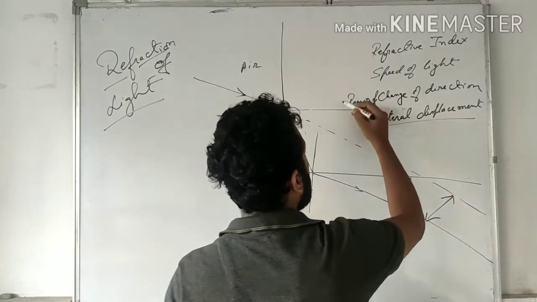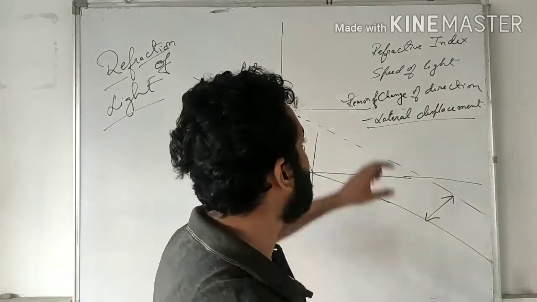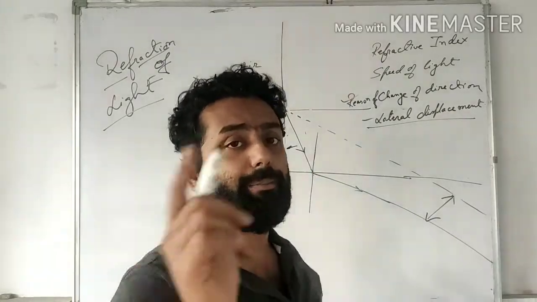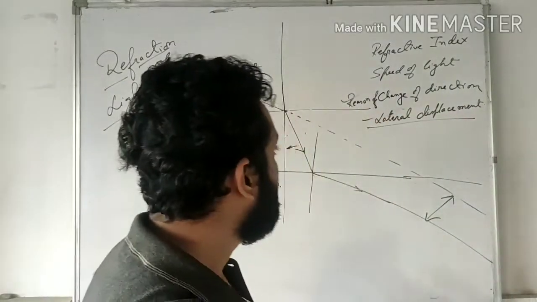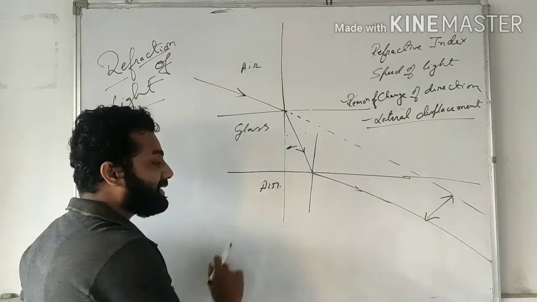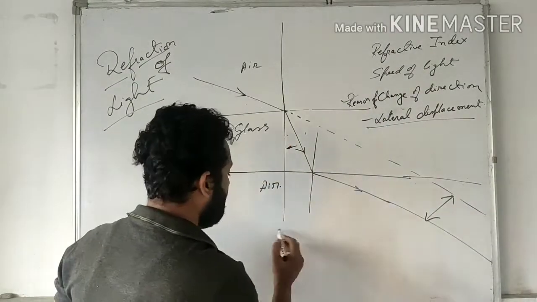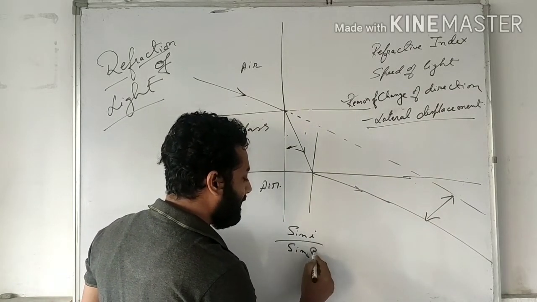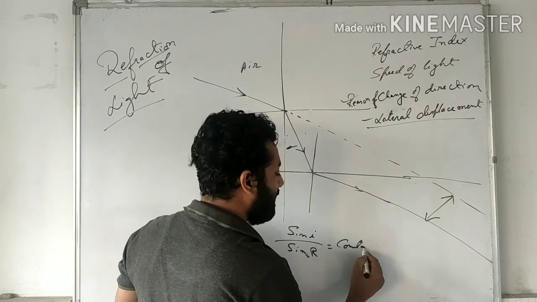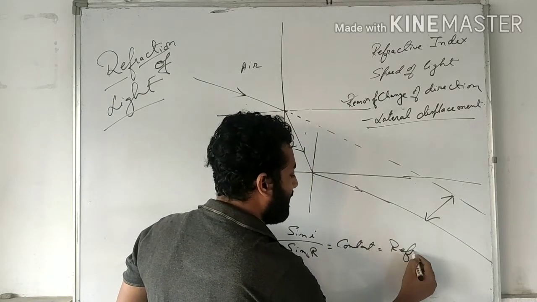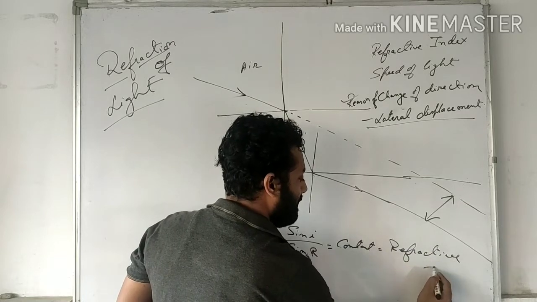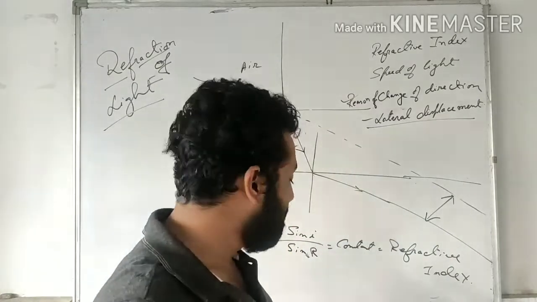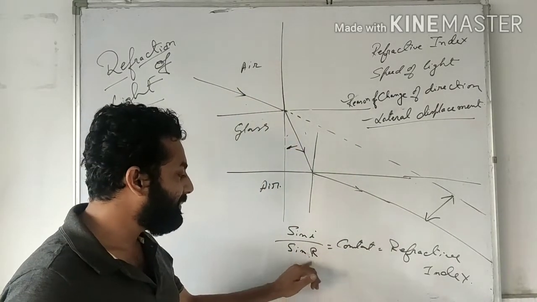So these 2 points are covered, and the main point today is refractive index and its relation with speed of light in that medium, or in the mediums concerned. Last time, while discussing the laws of refraction, I said that sin i by sin r equals a constant, and that constant is known as refractive index. So that is the mathematical formula, and now let me explain it to you.